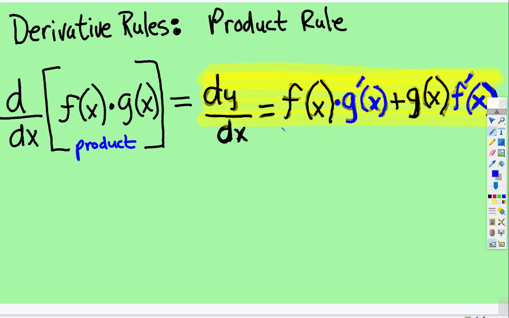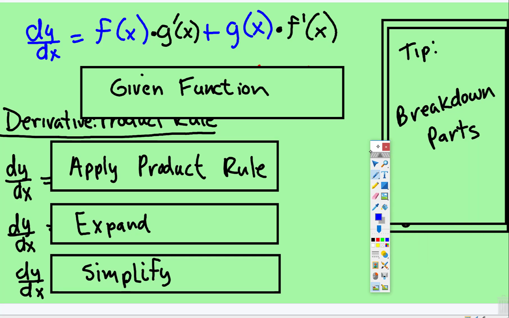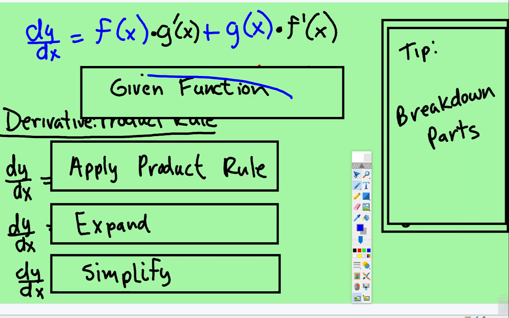It says, so this is the first function, this is f, this is g. Take the original f function, multiply it by the derivative of the second function, then add this product. Here's a product you're going to add. Then you take the original g and you multiply it by the derivative of f. So here's an example of that.